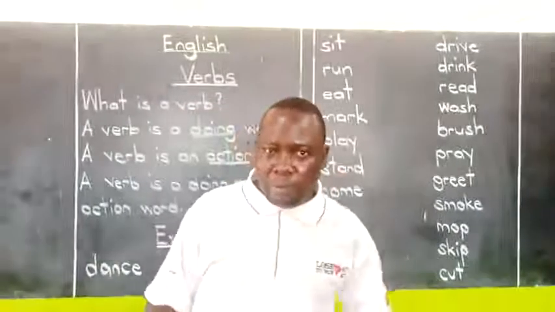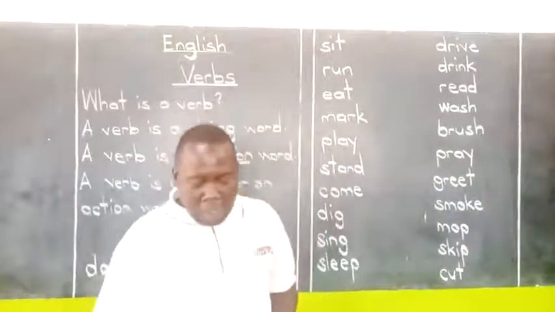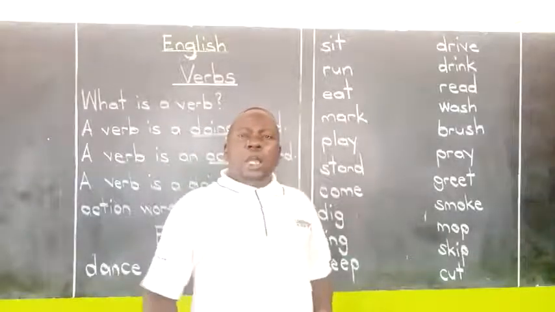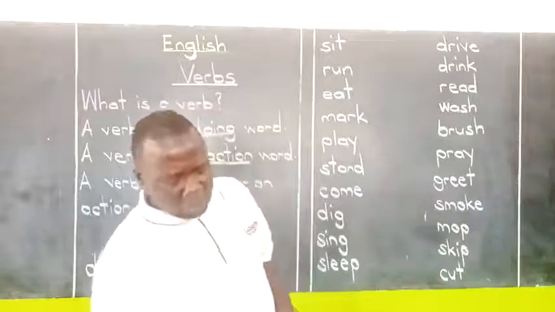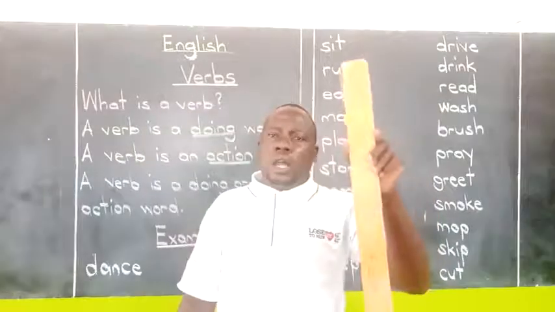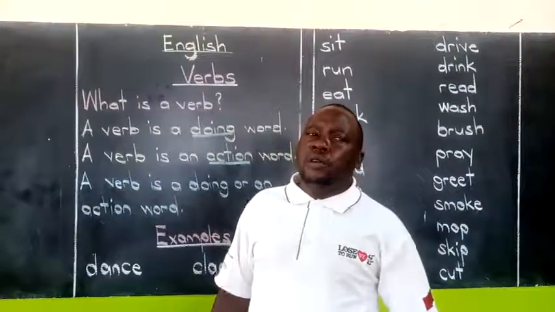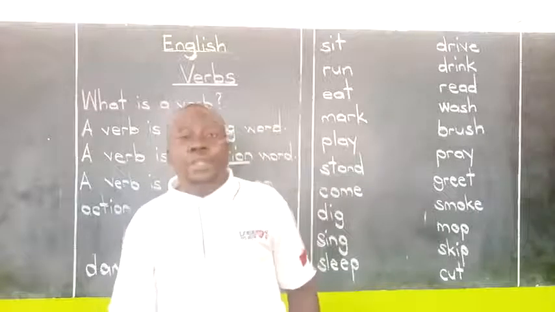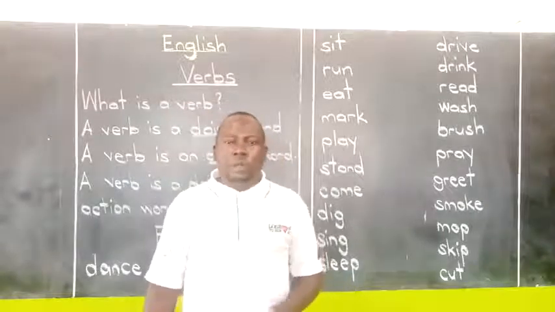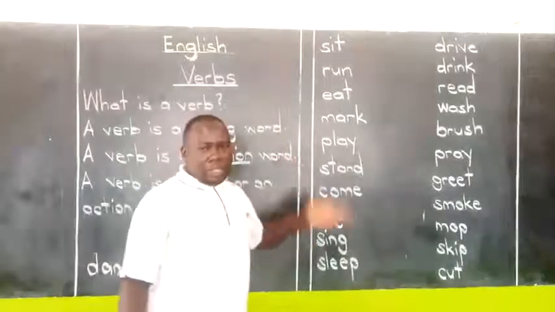So if you say a verb and you cannot do its action, that means it is not a verb. For example, you can say duster. Can you do that action of a duster? No, you cannot. I don't think. You say ruler. Can you do that action of a ruler? No. You say vehicle. Can you do it? No. Food. No. Desk. Table. Those ones are not verbs because they are not action words.